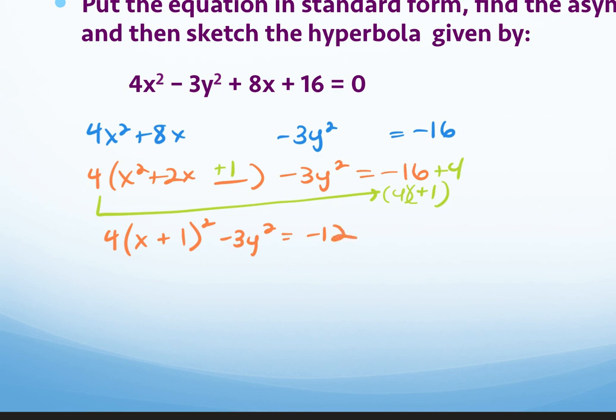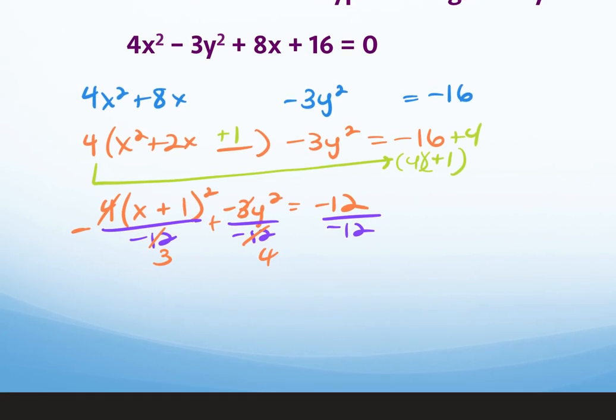And then to get it into standard form, that last step is what? Good. When you divide by negative 12, what happens to your signs? They switch. So this becomes 3. This becomes 4, but this becomes positive, and now my negative's on the first one. So I want to switch them. I want to do y squared over 4 minus (x plus 1) squared over 3 equals 1.